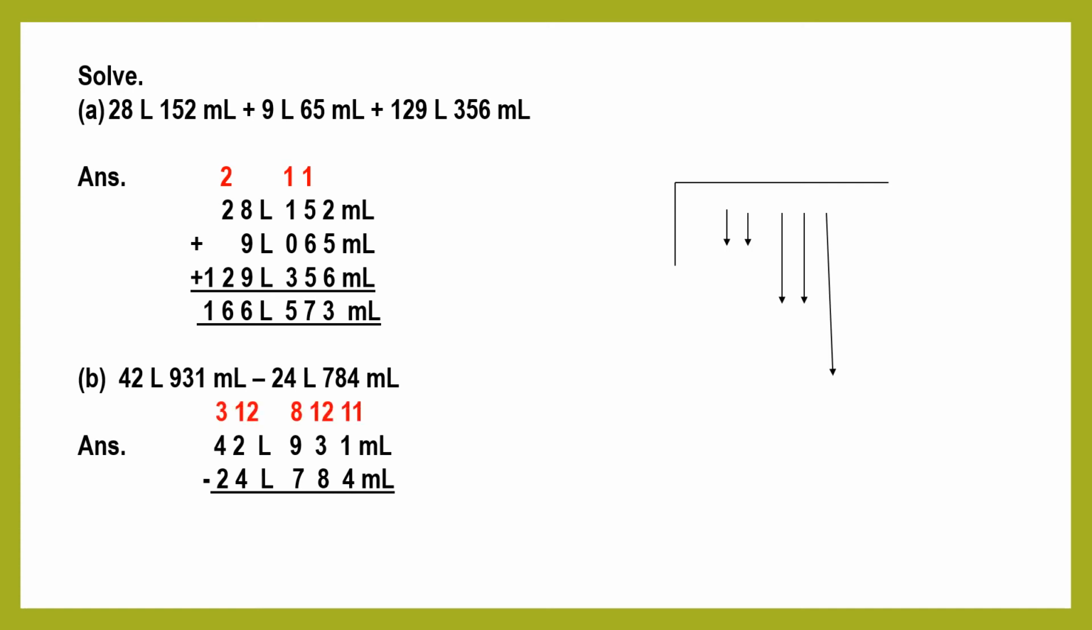You will borrow 1 from 3 and it will become 11. Now 11 minus 4 is 7. Then 3 will reduce to 2. Then again you cannot subtract 8 from 2. So you will borrow 1 from 9 and it will become 12. Now 12 minus 8 is 4. And 9 is reduced to 8. Now 8 minus 7 is 1. So milliliter part you will get 147.